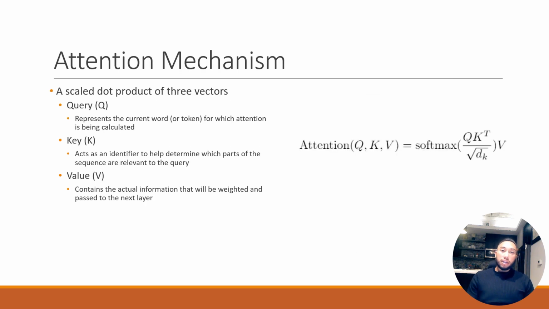Next, you do have the attention mechanism, which, as we've mentioned, is the heart of the transformer. And this is a scaled dot product of the three vectors. We're able to see the formula on the right-hand side. And this is just the formula for simplistic purposes. But we have the query, which is denoted as Q, which represents the current word or token for which attention is being calculated. You have the key, which is denoted as K, and that acts as an identifier to help determine which parts of the sequence are relevant to the query. And then you have the value denoted as V, which contains the actual information that will be weighted and passed to the next layer.